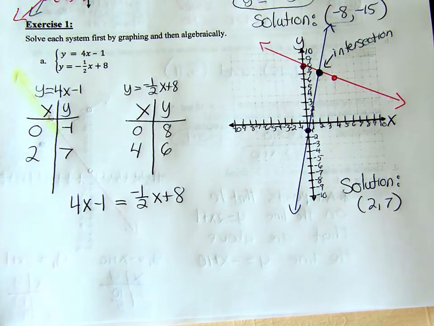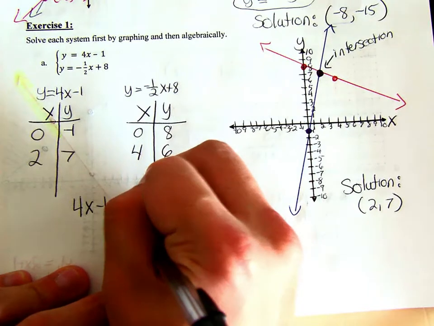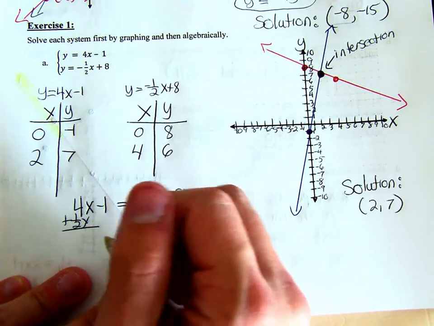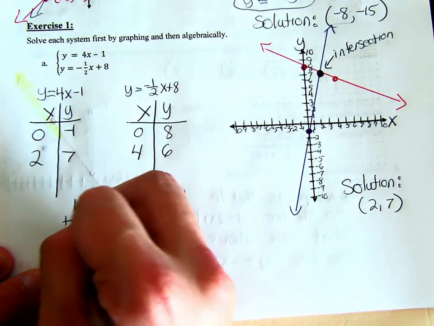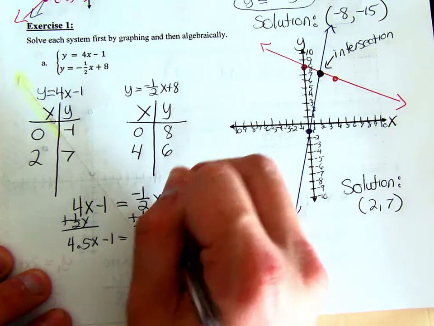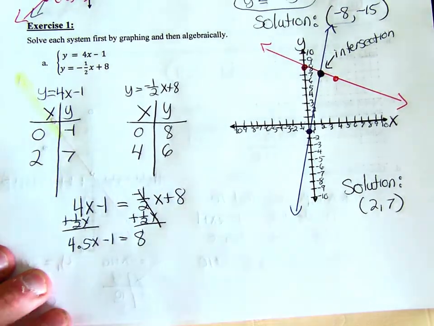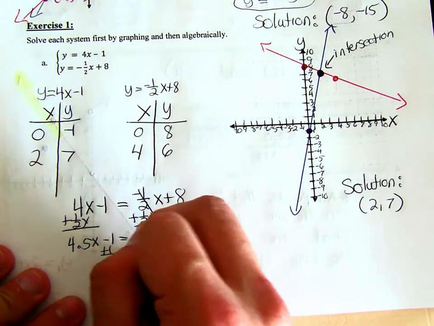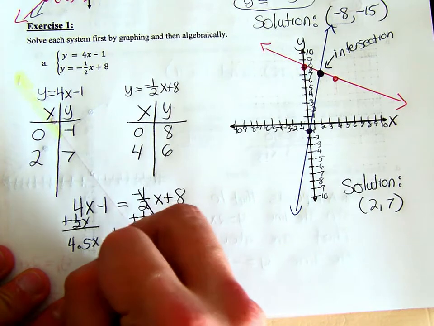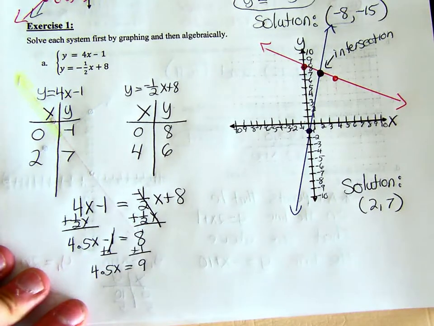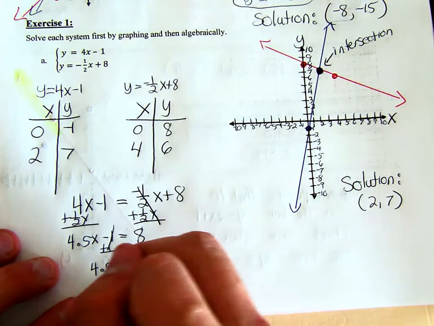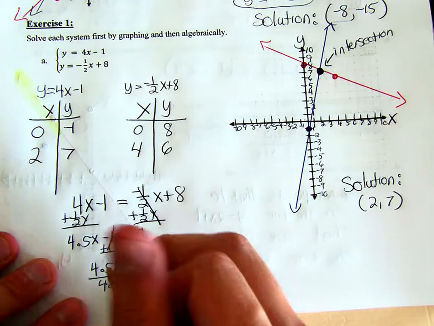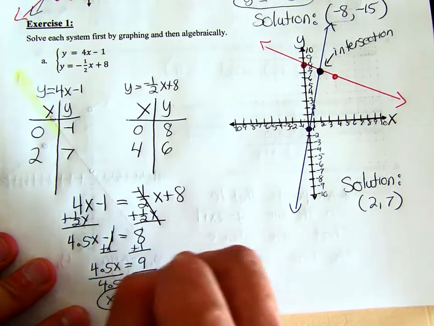And then here, I'm just going to add 1/2 x to both sides. 4 plus 1/2 x is going to be 4.5x. Minus 1 is equal to, this will cancel, I'll just get 8. So now I want to add 1. Add 1. So I get 4.5x is equal to 9. Then how do I get what x is? I'm going to divide by 4.5, to get that x is equal to 2.